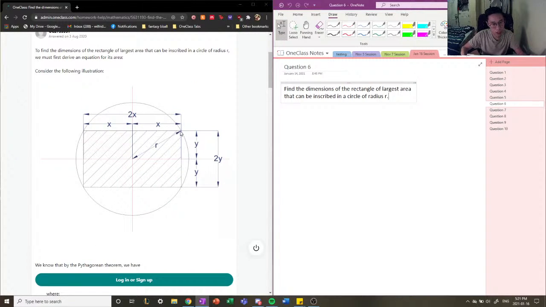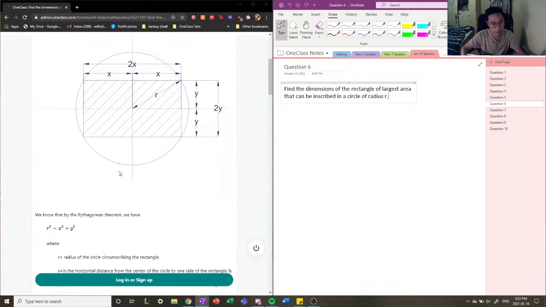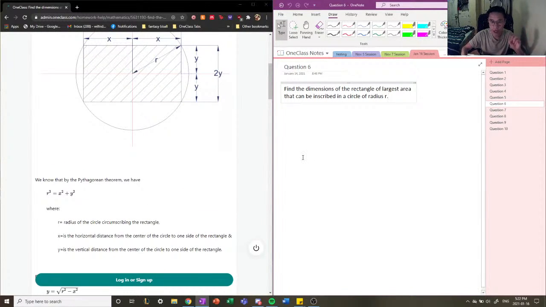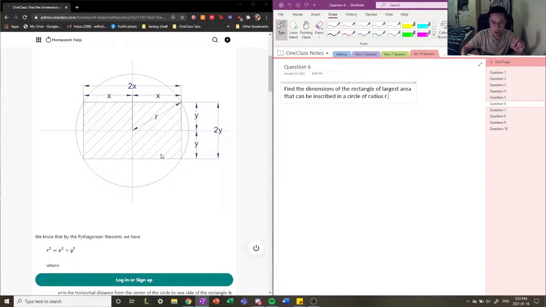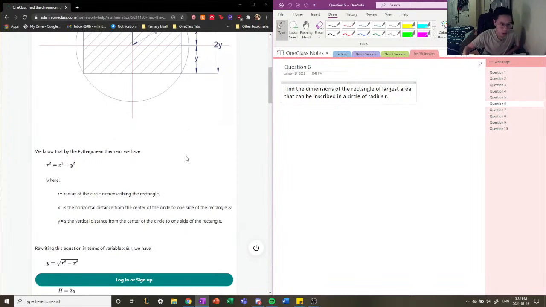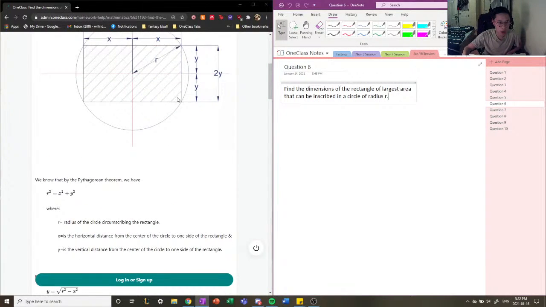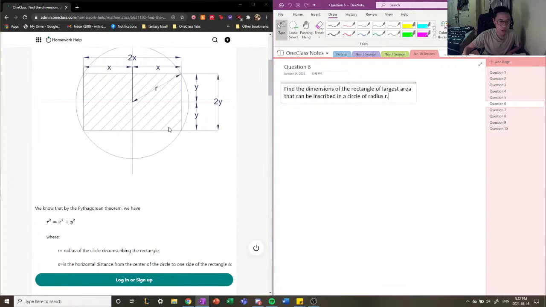So basically, we're going to try to find the dimensions. So we're going to try to, first of all, find a function that defines the area of the rectangle in terms of the radius of the circle, and in terms of the values of x or y. Okay? So looking at our diagram here, it is very clear that the rectangle has to be touching the circle. Okay, so that means that the radius is half the diagonal of the rectangle. Okay, and the diameter is the full diagonal of the rectangle.